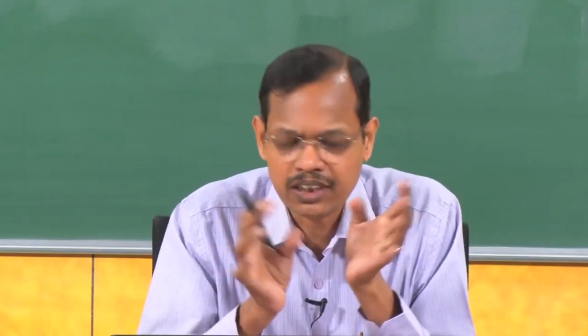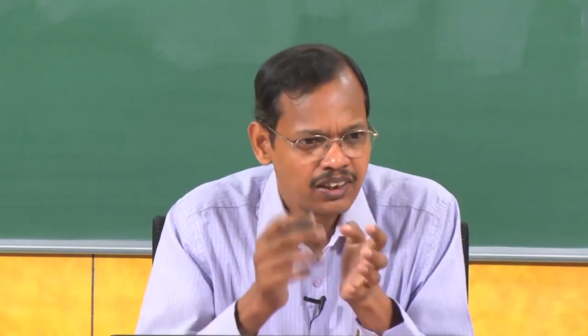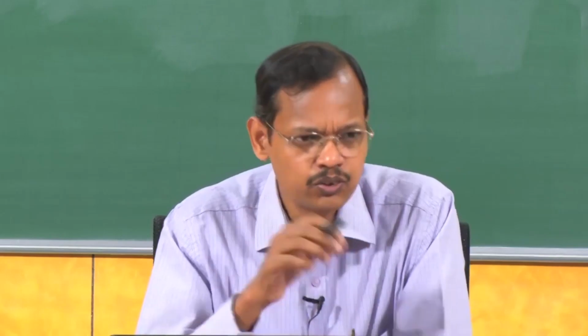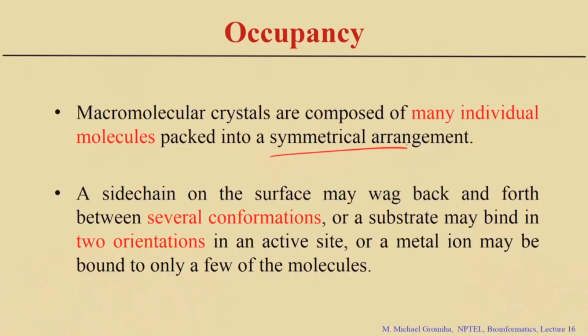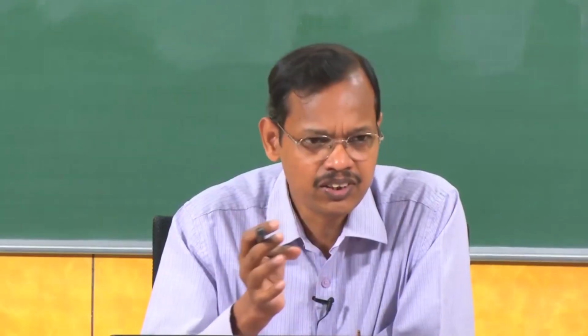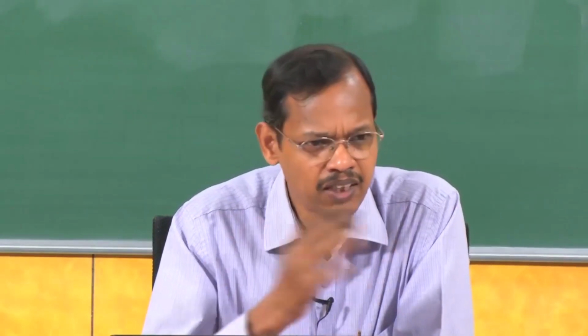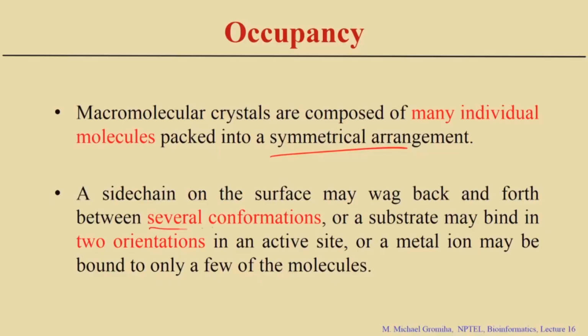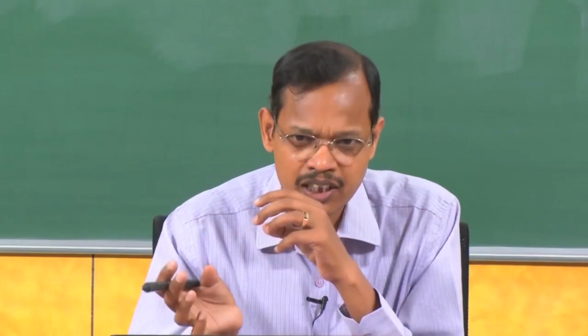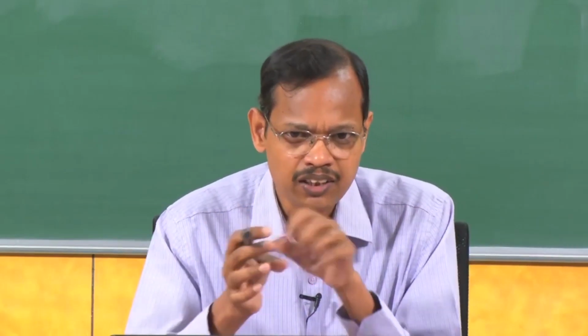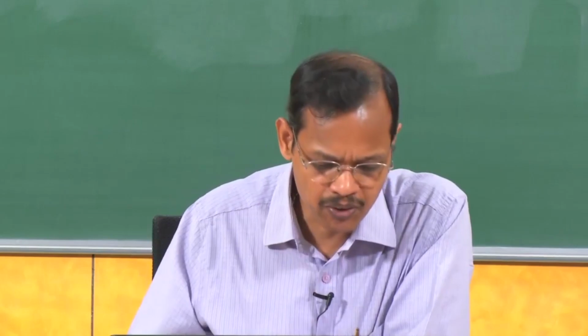So, what is occupancy? If you look into these macromolecular crystals, they are composed of many individual molecules packed together in a symmetrical arrangement. In these structures, the side chain on the surface may just move back and forth between several conformations. In this case, a substrate can bind at different orientations, either orientation X or orientation Y, in the active site, or the metal ion may be bound in only a few of the molecules.